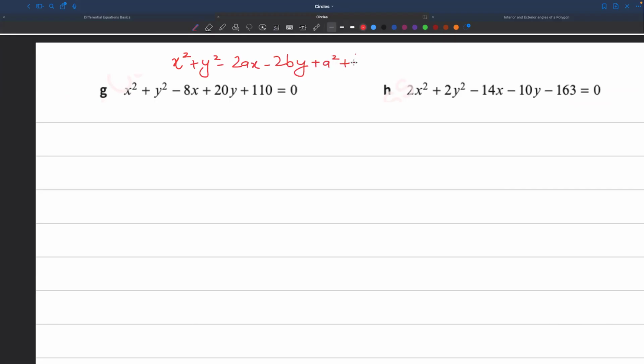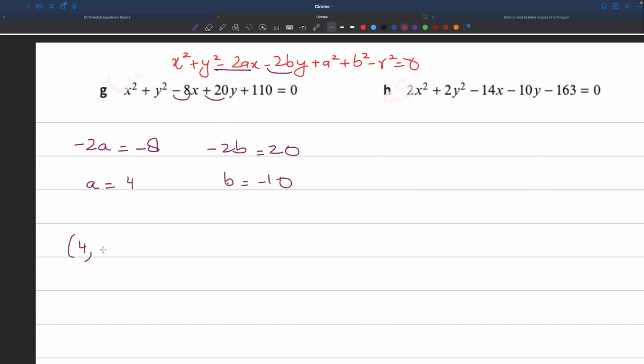Plus a square plus b square minus r square equals 0. With x there is -2a. Over here, the coefficient is -8, so a will become 4. Coefficient of y is -2b, and that equals +20, so b will be -10. So 4 comma -10 are the coordinates for the center, and 110 is the constant term, and I can say that a squared plus b squared minus r squared is 110.